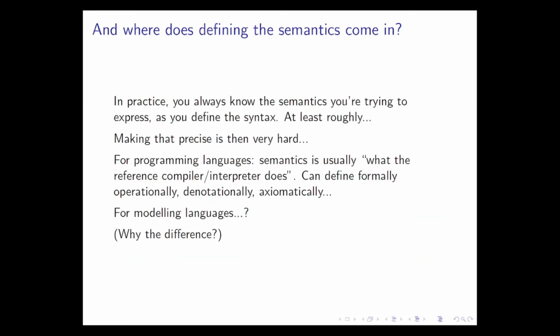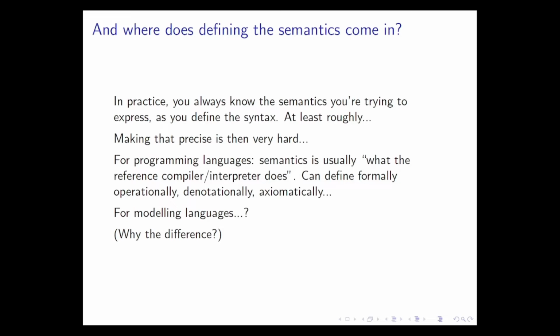And what do we do about defining the semantics? Well, I mean, in practice, if you're defining a language, you don't do it with no idea at all of what the semantics is, because there's a reason why you were defining the syntax and why you were defining it this way, so you had some rough idea of what the semantics was. How do you actually go about making that precise? Well, that's really quite hard, and it's different depending on whether you're talking about a programming language or a modelling language. So for a programming language, although there are programming languages that have formally defined semantics, usually what the semantics of a programming language is in practice is, well, what does the reference compiler do?